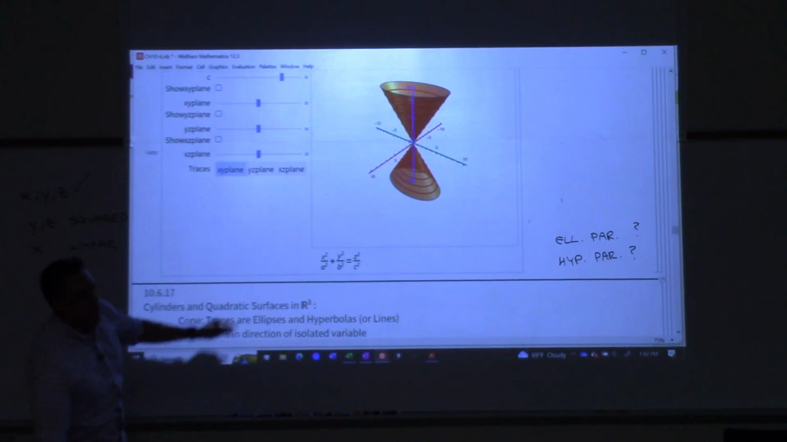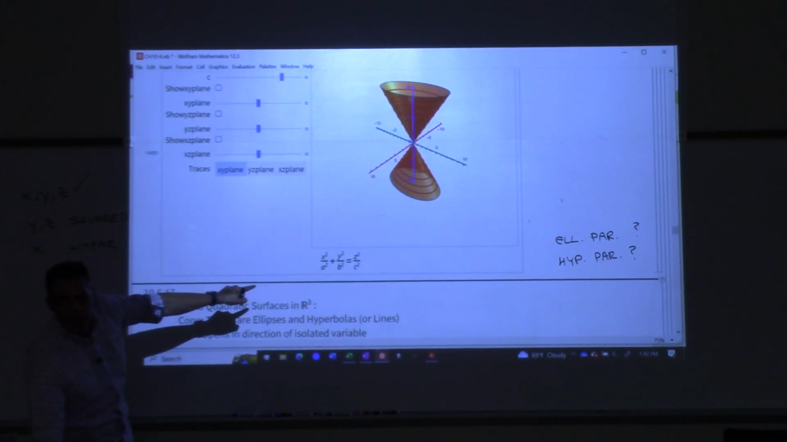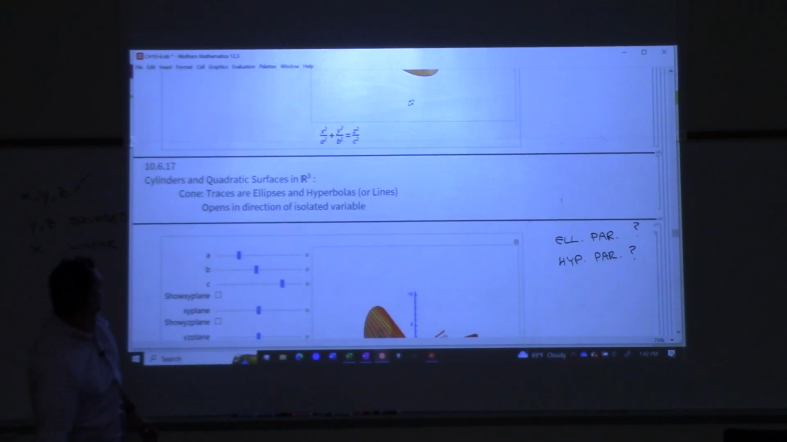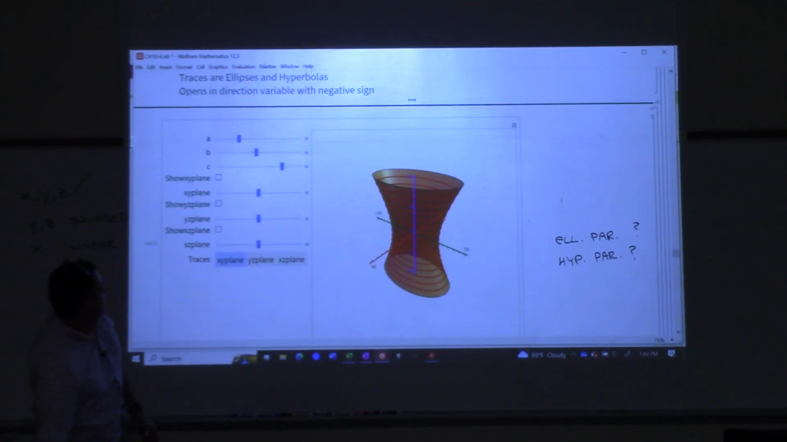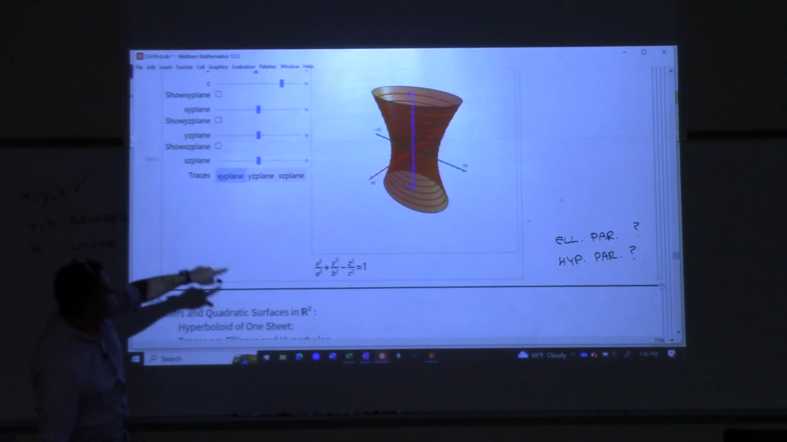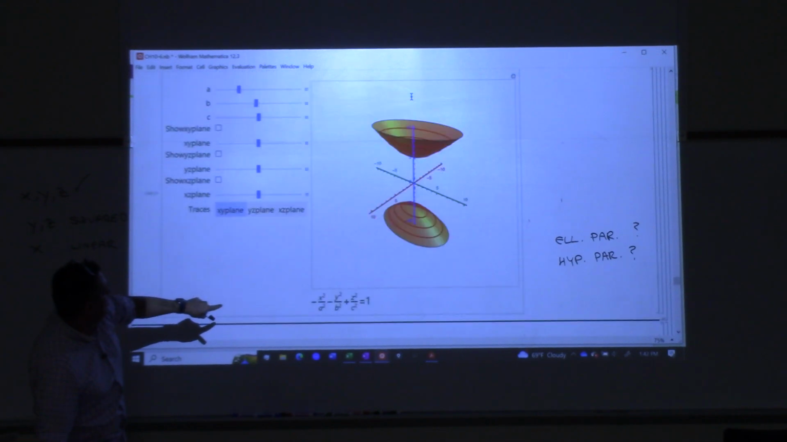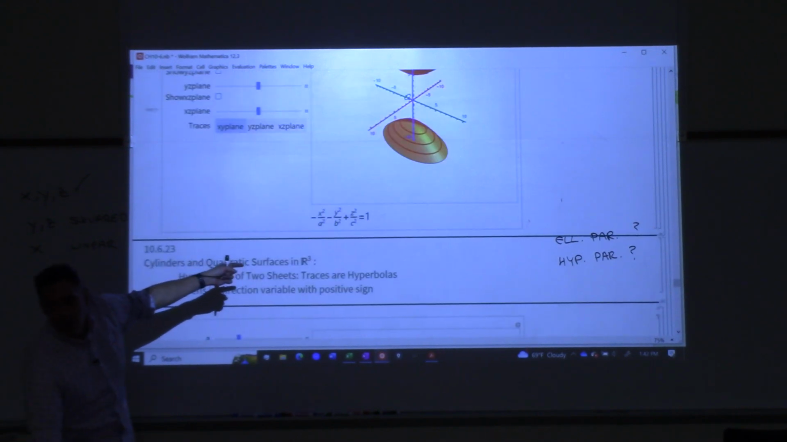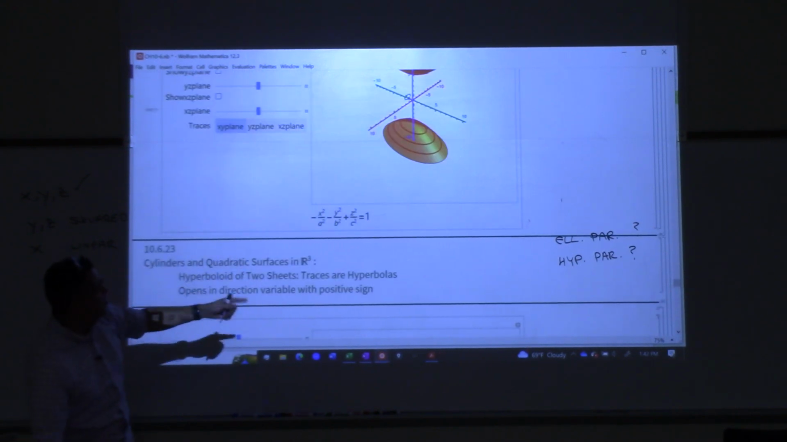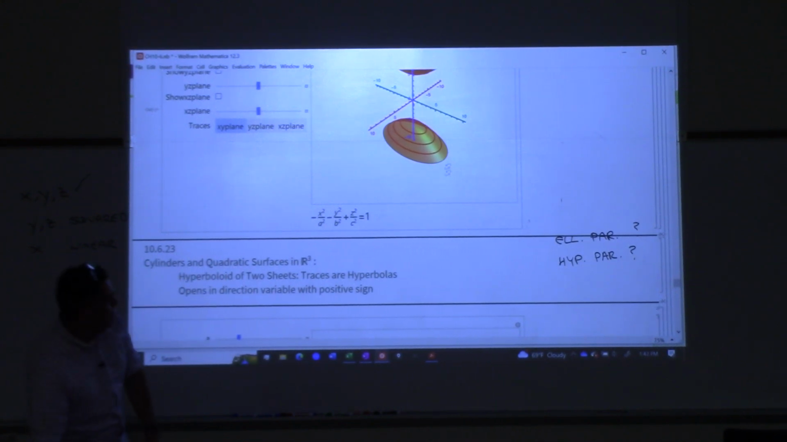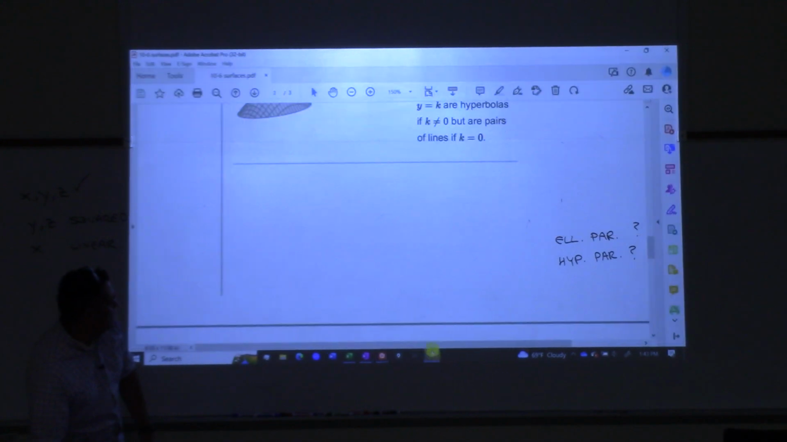Cone? No, all 3 variables are squared, so it can't be that. Hyperboloid of 1 sheet? All 3 variables are squared, so it can't be this. And it can't be the hyperboloid of 2 sheets because all 3 variables are squared. So it's either an elliptic paraboloid or a hyperbolic paraboloid. Got it? Yep. All right, now I'm going to go to this one.